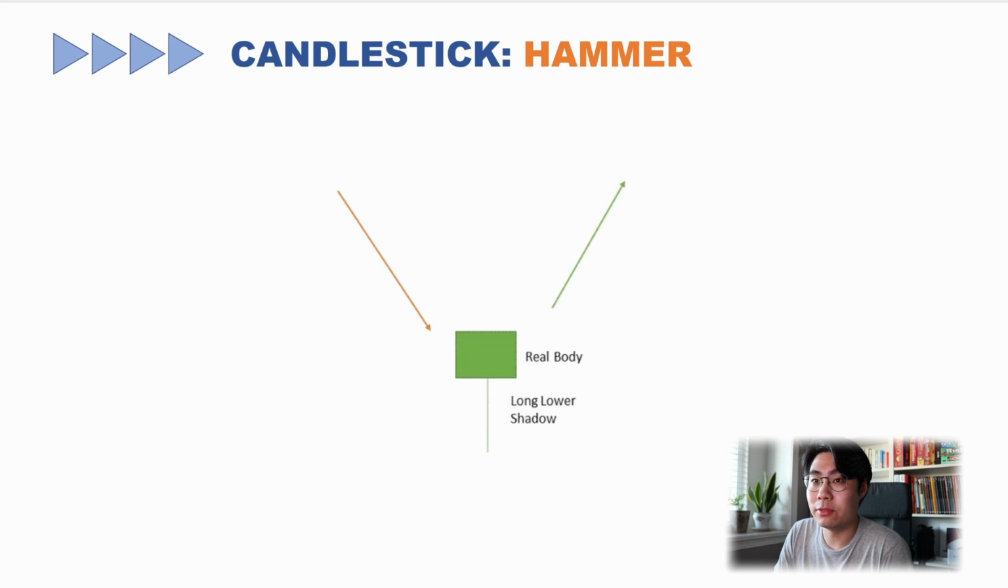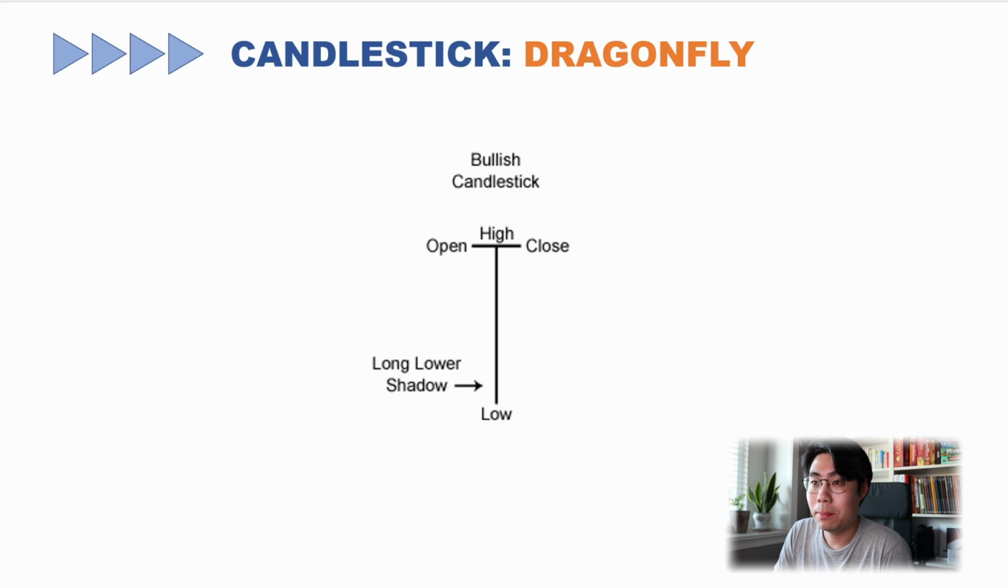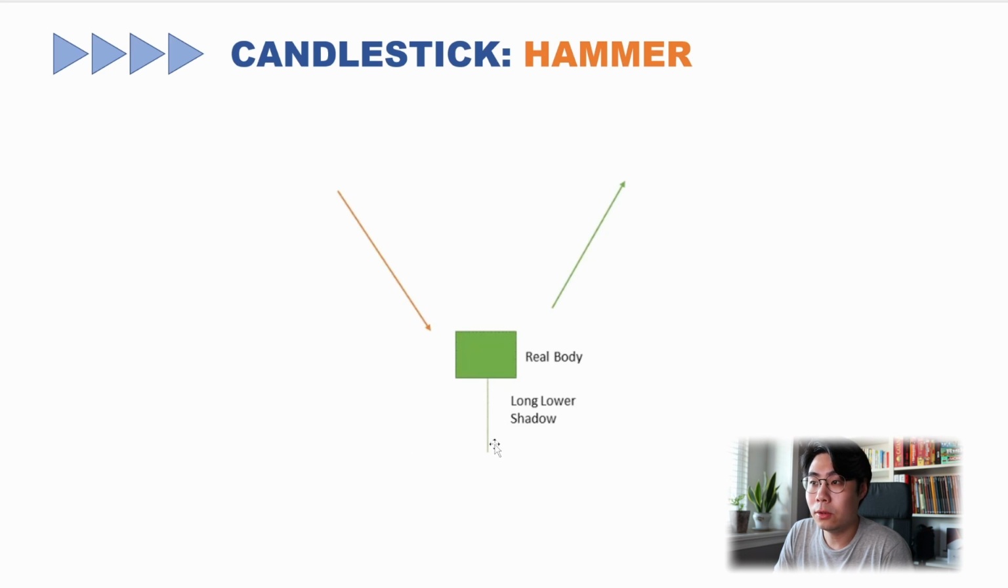Similarly, for hammer, this is very similar to Dragonfly, but in this case, the sellers were winning at the beginning, but the buyers were able to push the price all the way back up to be even higher than the current opening price. I mentioned that you can see similarities between the hammer and the dragonfly, as well as the gravestone and the shooting star. And there's a lot of names in here. We only talked about 6 patterns, and you can see that it gets a little bit confusing.